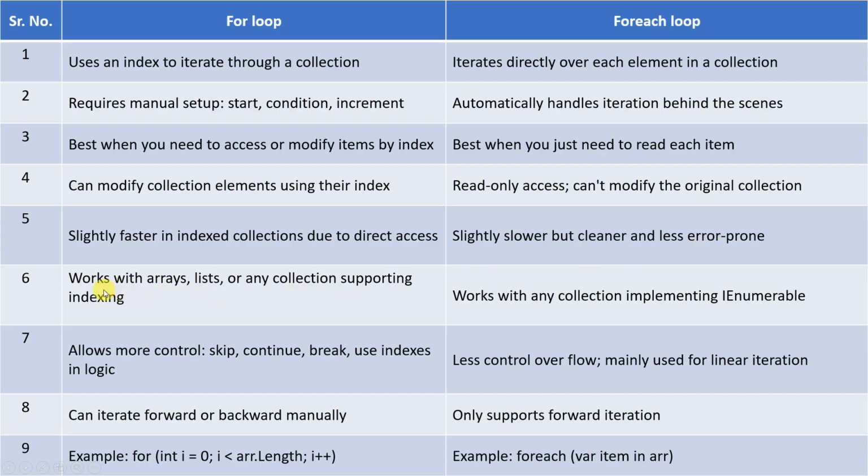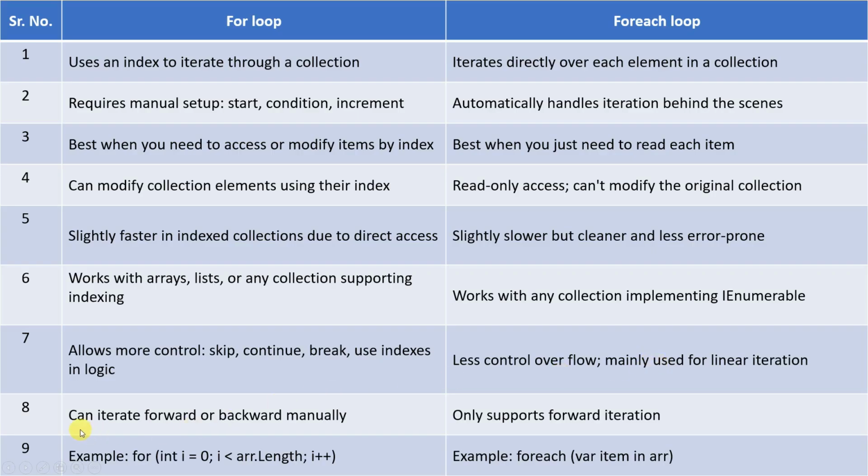In case of the for loop, it works with arrays, lists, or any collection supporting indexing, whereas the foreach loop works with any collection implementing the enumerable interface. The next difference is, for loop allows more control. You can skip, continue, break, and use indexes in logic, whereas foreach loop has less control over flow, mainly used for linear iteration.